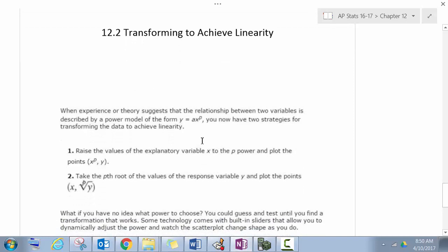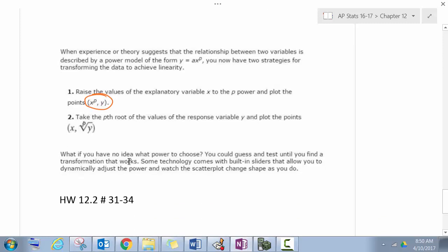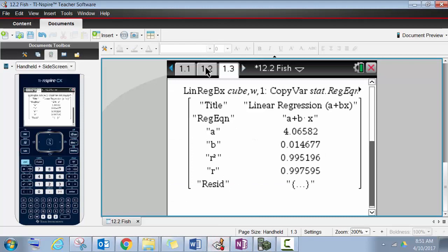So when experience or theory suggests that the relationship between two variables is described by a power model, you have two strategies for transforming the data. You can either raise the x value to the power, or you can take the pth root of the values of the response variable. So you can do both. This one's probably easier because we don't have to have square roots, cube roots, fourth roots, anything like that. We just raise it to a power so the numbers get bigger, but both will work. If you have no idea what power to choose, guess. Keep trying different stuff. It's not very difficult to change it.